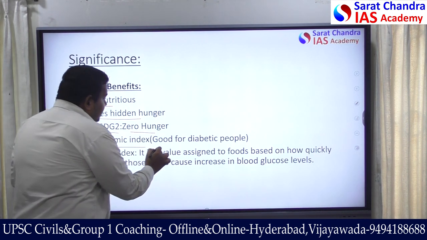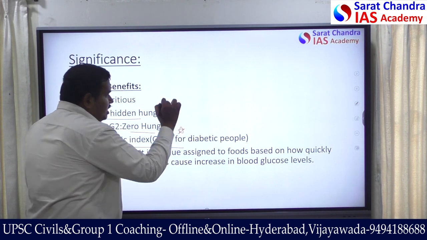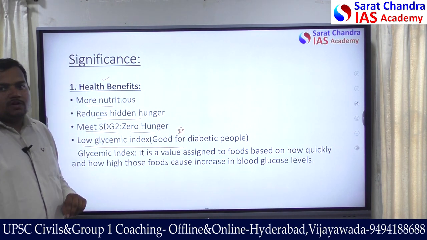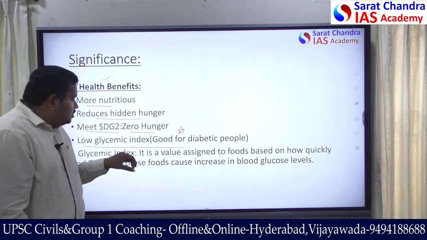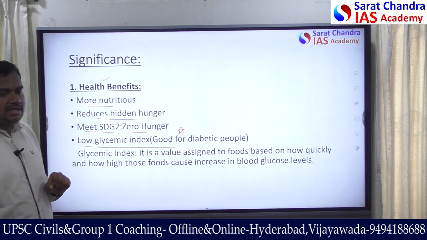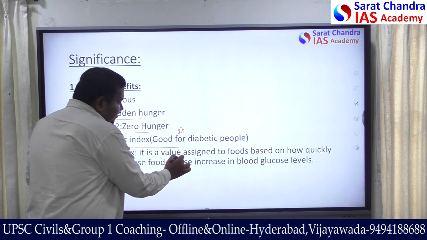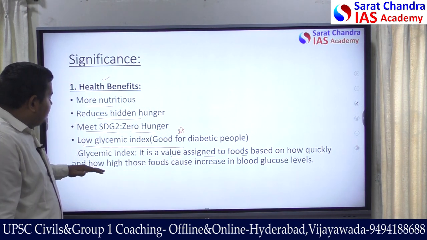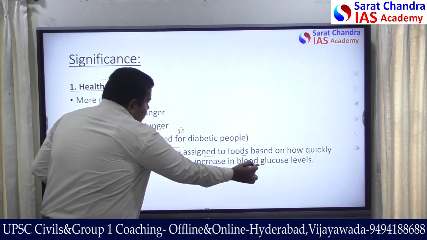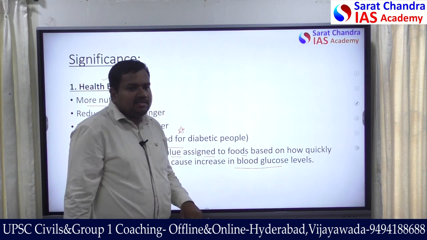Next, low glycemic index. This is the most important benefit with respect to millets. So, what is that? Low glycemic index. So what is the meaning of glycemic index? It is a value assigned to the foods based on how quickly they increase the blood glucose levels.